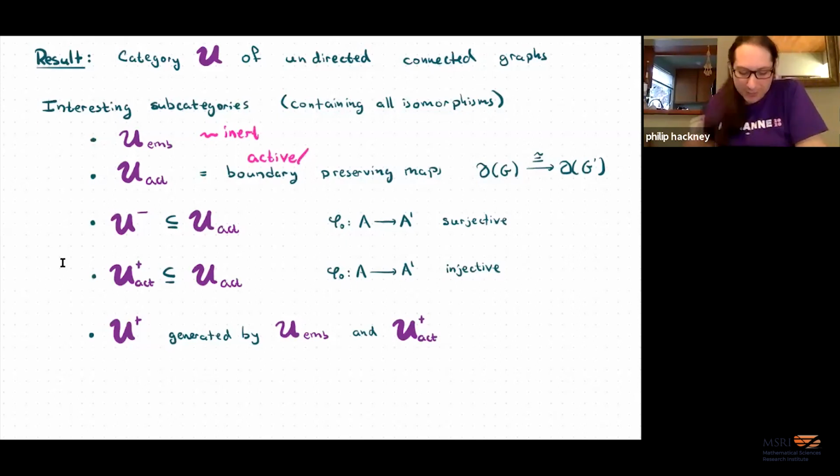We have two interesting classes of active maps. We have the ones where the map on arcs is surjective, and we have the ones where the map on arcs is injective. And finally, we have something that is, let's say, generated by embeddings and by these active maps that are also injective.